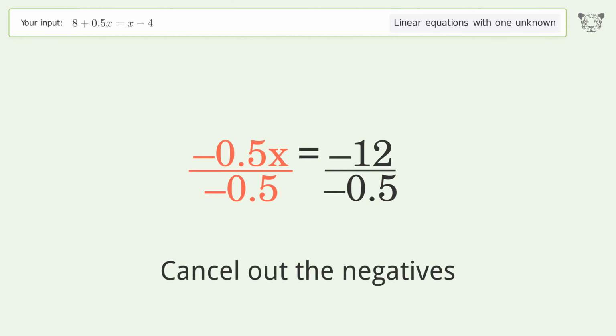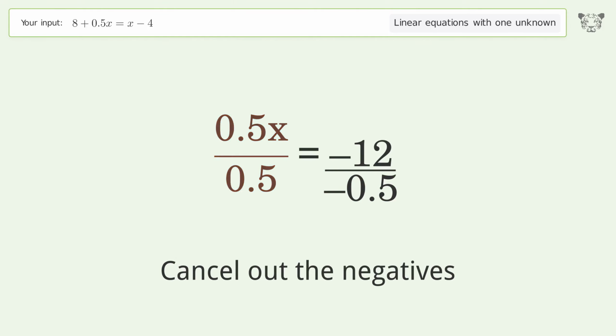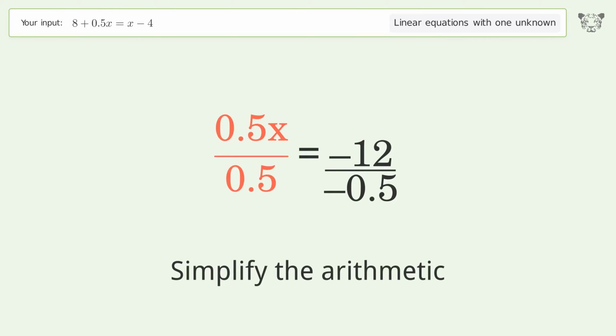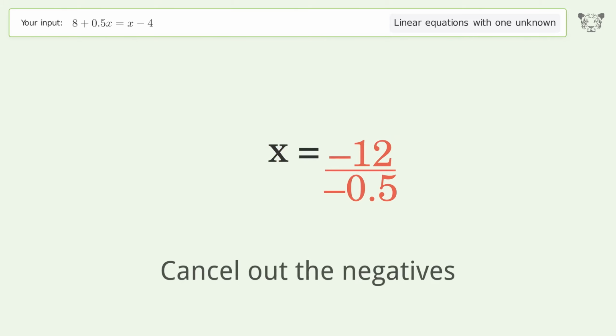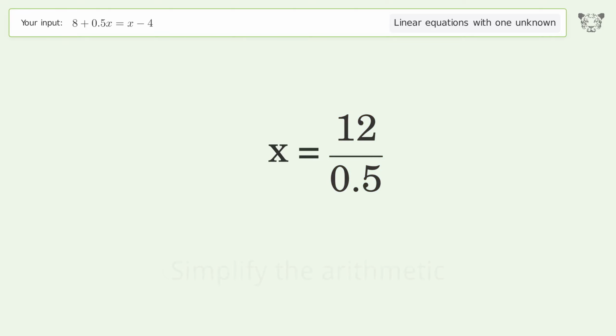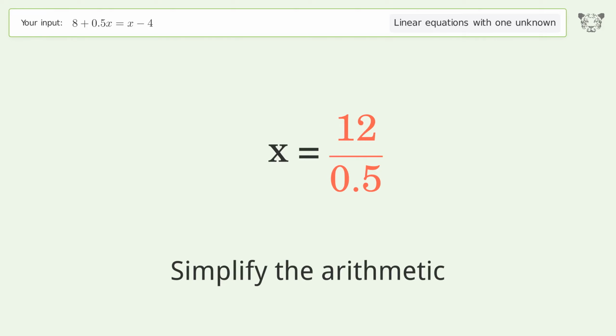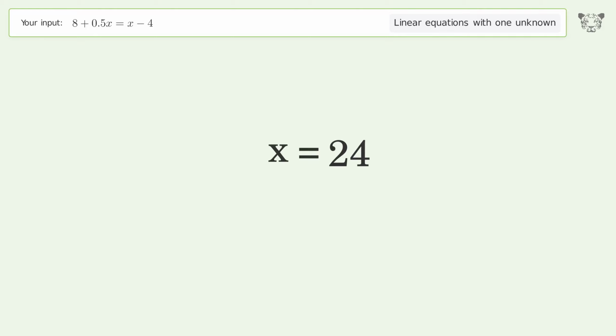Cancel out the negatives. Simplify the arithmetic. Cancel out the negatives. Simplify the arithmetic. And so the final result is x equals 24.